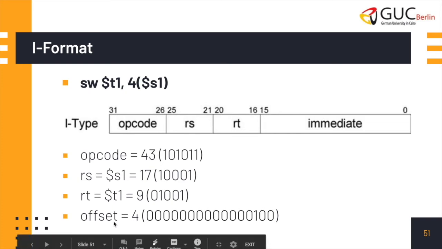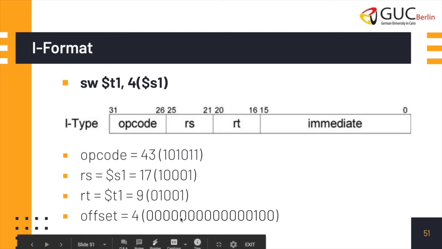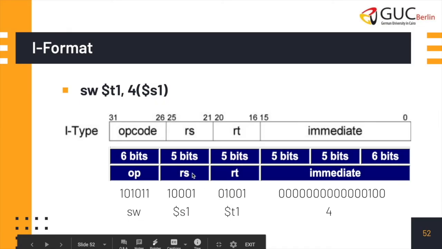Finally, here we have the offset, which is 4. 4 translated into binary is 100. It is 3 bits, but the field takes 16 bits. So I need to extend 13 bits to the left and all will be zeros. Okay, so we will have this instruction.